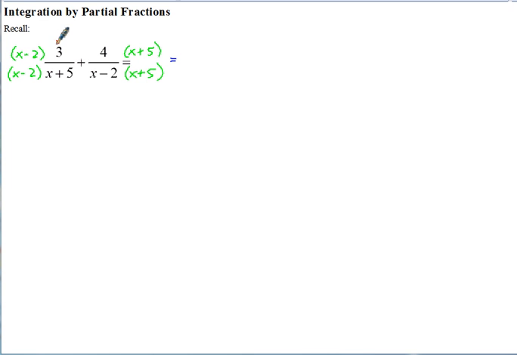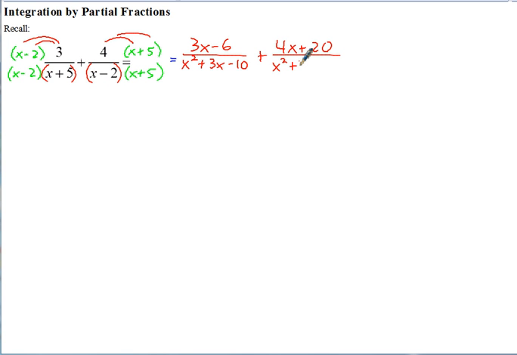If you distribute out the 3 here, that gives you 3x minus 6 over, you multiply x minus 2 times x plus 5, you get x squared plus 5x minus 2x is plus 3x, and minus 10. Plus, distribute out the 4, you get 4x plus 20 over, same thing, x minus 2 times x plus 5 gives you x squared plus 3x minus 10. Now that these have a common denominator, we can add them together.